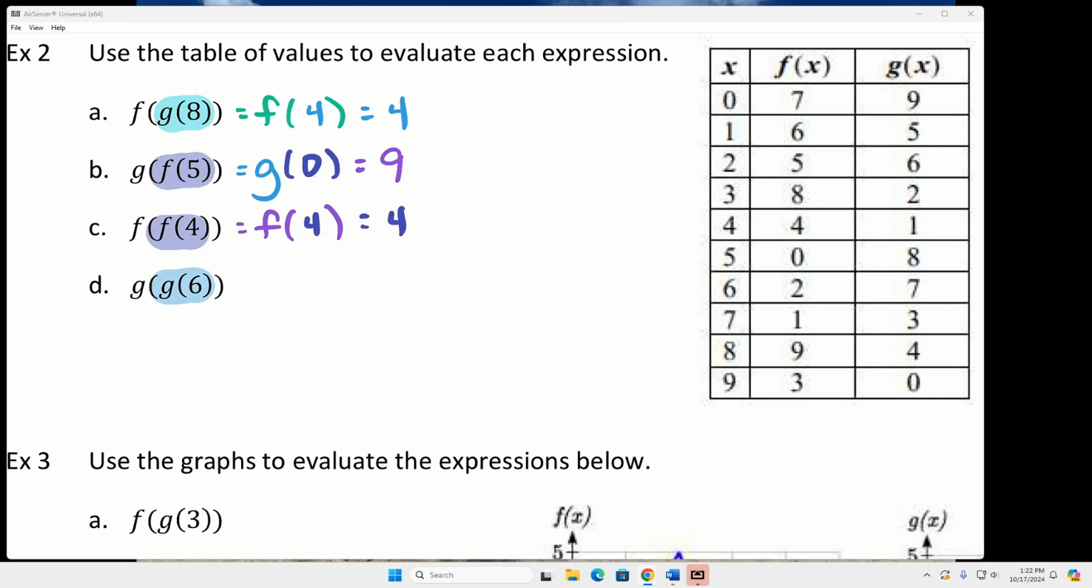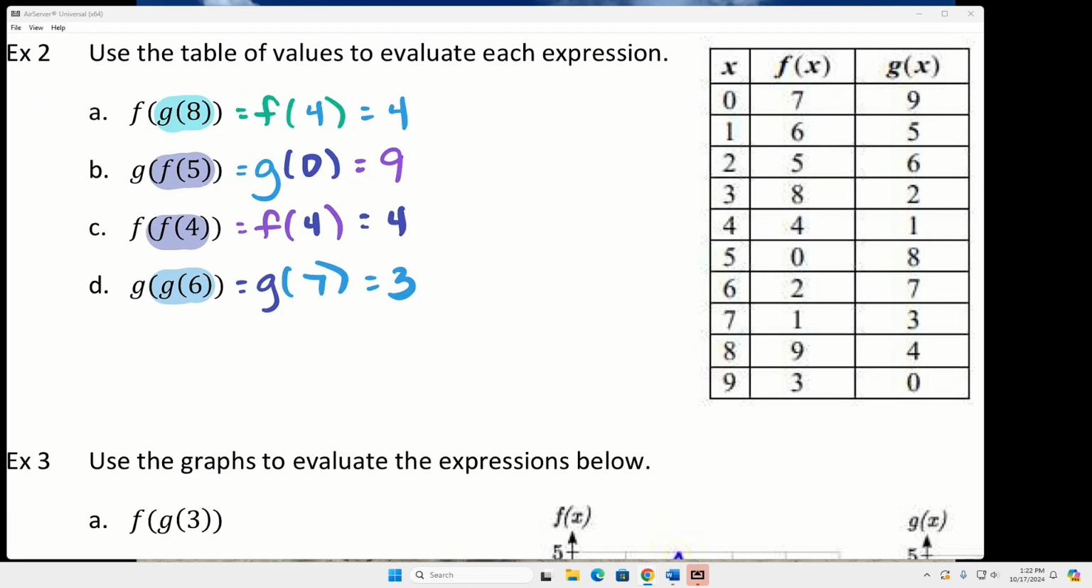Alright, and then on D, we want to start on the inside. The g on the outside is just going to hang out. We want to find g of 6. G of 6 is 7. And then we're going to find g of 7. G of 7 is 3. Alright. Isn't that fun? You guys look like you're having so much fun.